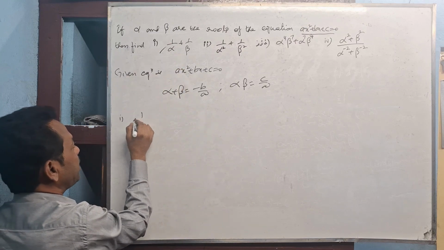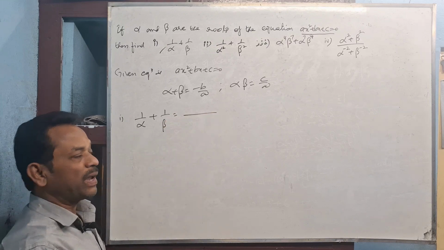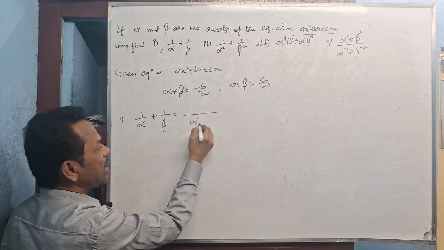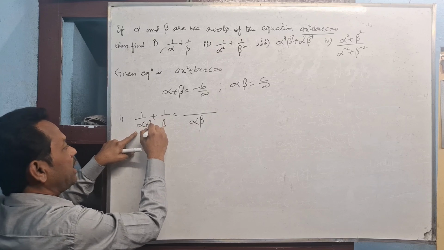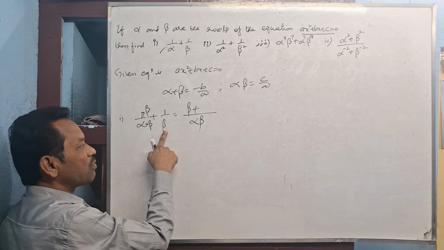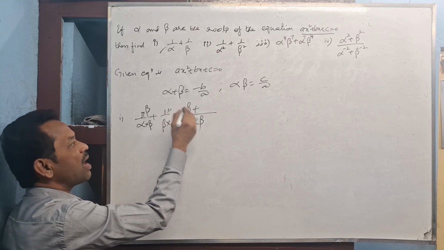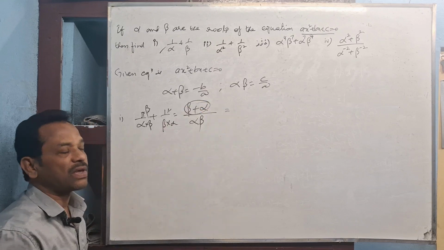In the first question, we need the value of 1 by alpha plus 1 by beta. Let us take the LCM for the denominators. My LCM for the denominators is alpha beta. Now here we need beta, here also we need beta. So 1 into beta is beta, plus, we already have beta here. To get this, I want alpha. Here also alpha. So alpha.